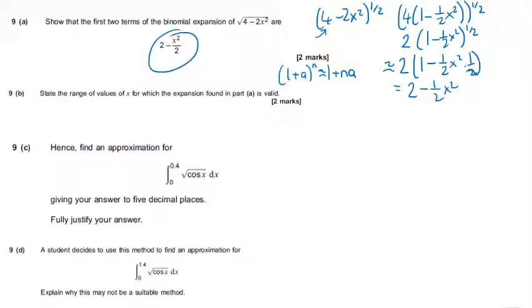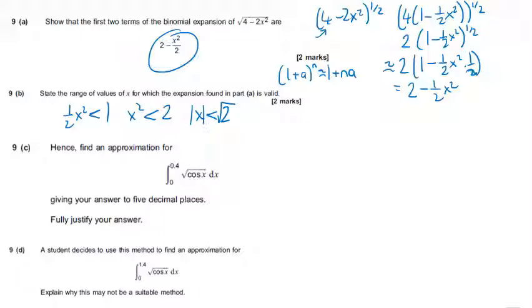Great. B, state the range of values for which this expansion is valid. Well, the bit that we binomially expanded, we wanted a half of x squared to be less than 1. So we've got x squared must be less than 2 then. And so x must be less than, well, sorry, the modulus of x must be less than root 2.